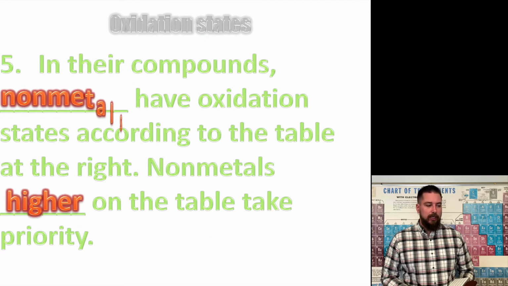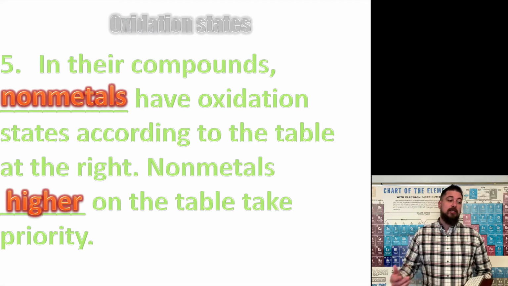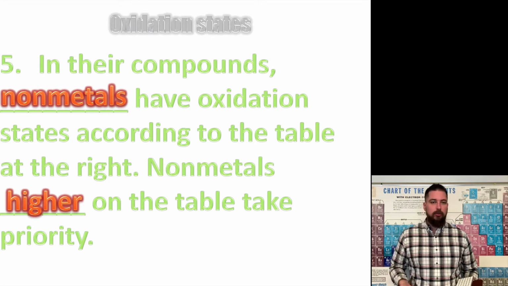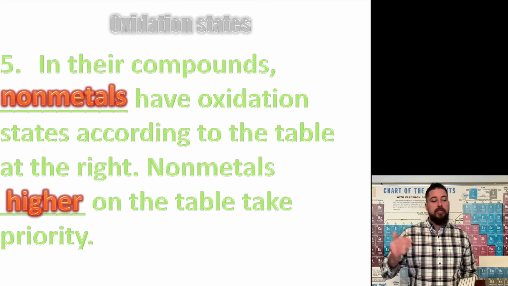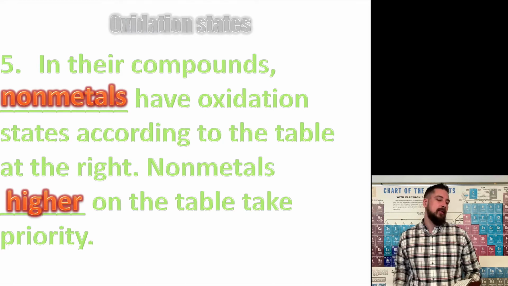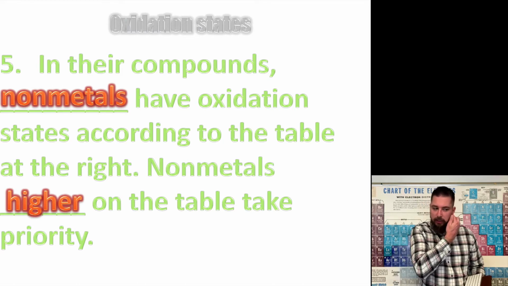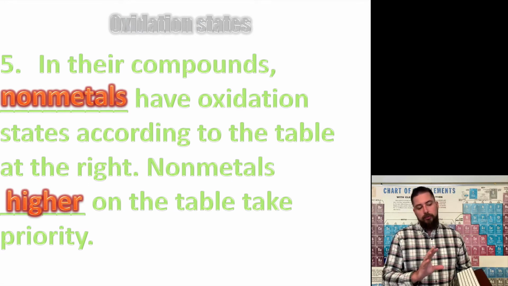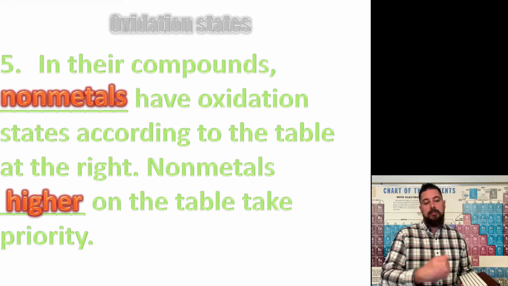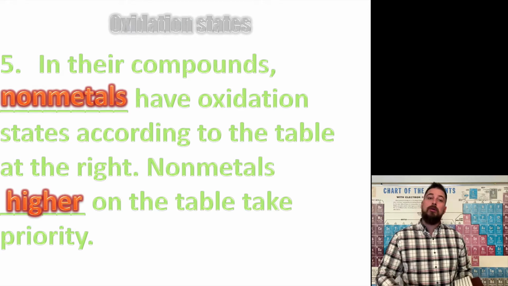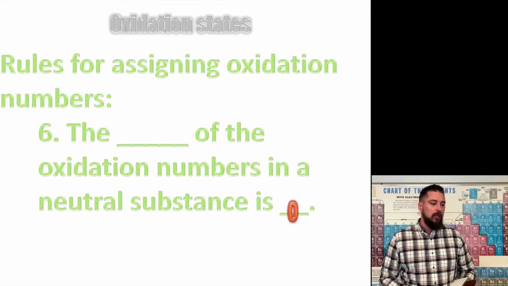In their compounds, non-metals have oxidation states according to the table that's in your notes there. Non-metals higher on the table take priority when assigning oxidation states. And so when we go through examples, it's going to make more sense. But you want to assign the oxidation numbers in order of that table. Now this is really important.